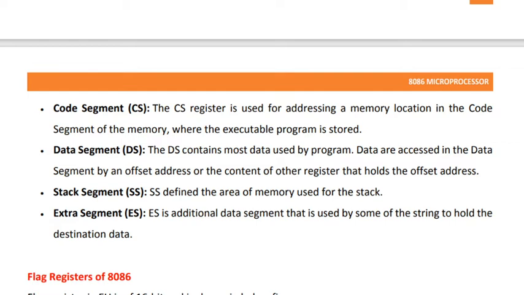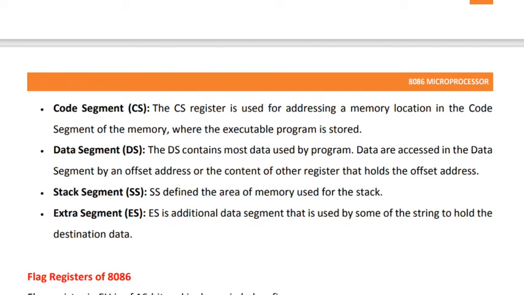Associated with each of these segment registers, we have an offset, using which we create a displacement in order to access a specific byte in the respective segment. So we have IP, which is used in conjunction with the code segment. We have BX, SI, and DI used in conjunction with the data segment register. We have SP and BP used in conjunction with the stack segment register.